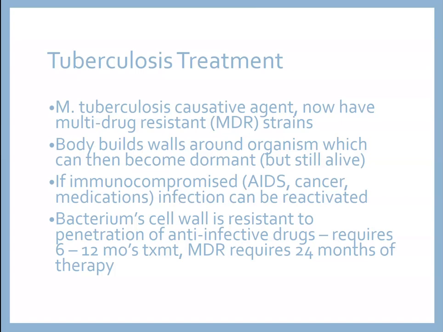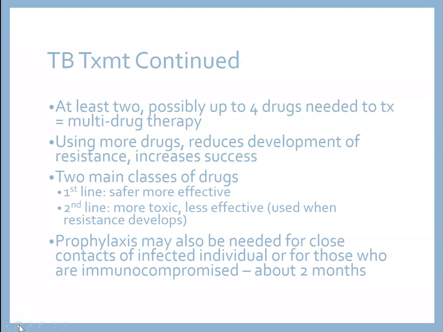The bacterium cell wall is resistant to penetration and it requires 6 to 12 months of treatment. Multi-drug resistant TB requires 24 months of therapy. That is 2 years, folks. That is a long time. That's a really long time to be compliant. And I can't even hardly take antibiotics for 10 days, nonetheless, 2 years.